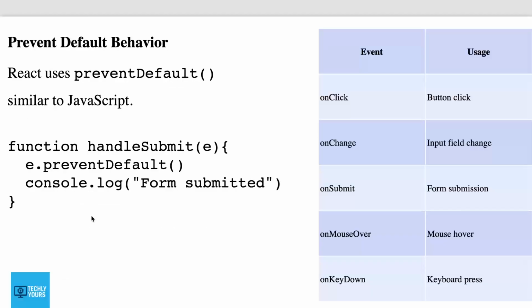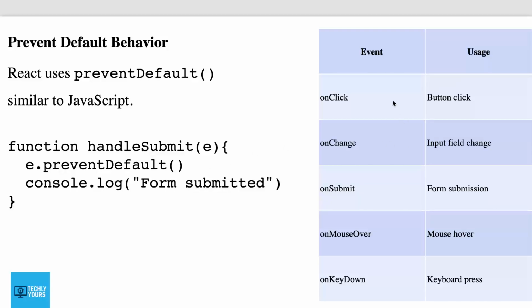Then we have how we can prevent default behavior. This is an important thing. It is not always that we want the browser's default functionality, sometimes we want to prevent it. So we can use preventDefault, which is similar to JavaScript, like e.preventDefault(). This you can directly say.